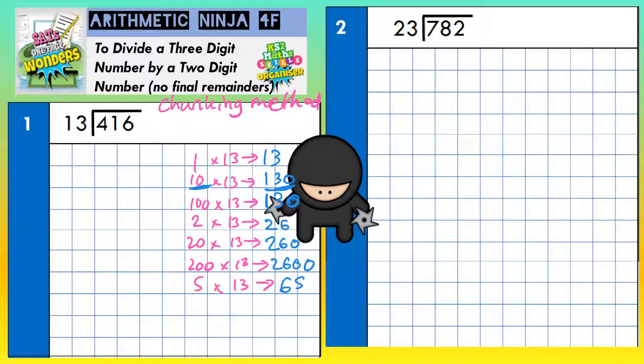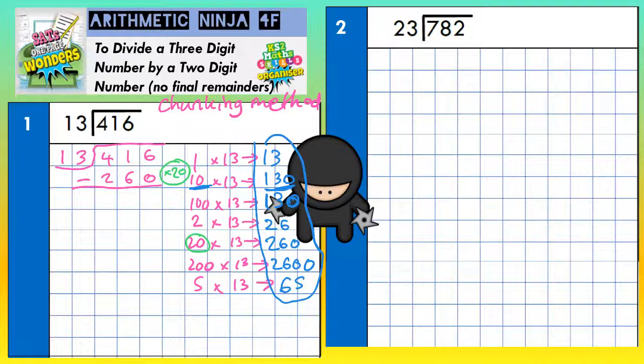So, we're going to start with writing the question at the top here. So, 13s into 416. And then we're going to see what's the biggest number out of this blue list that we can actually subtract from 416. Well, the biggest number I can see is 260. So, we're going to subtract 260. But we should always at the side make a note of what chunk of 13s that is. Well, 260 is 20 13s. So let's just put a little times 20 at the side just to remind us of how many 13s we've taken away.